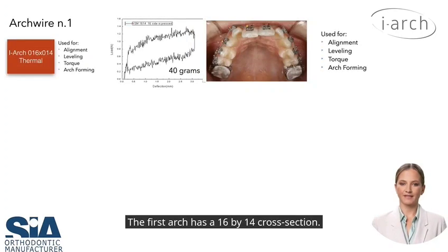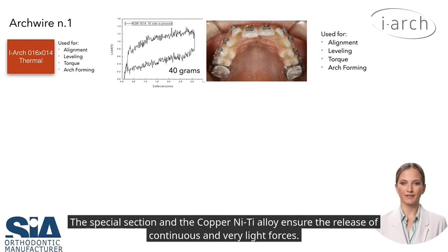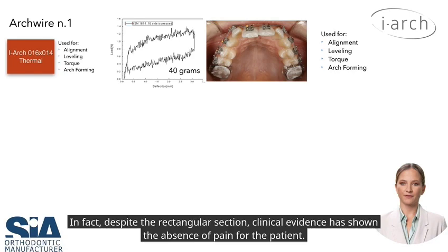The first arch has a 16 by 14 cross-section. Its enormous flexibility allows it to be engaged even in significant gaps between brackets. The special section and the copper nitinol alloy ensure the release of continuous and very light forces. This arch allows the torque to be inserted simultaneously to the alignment and leveling steps without compromising patient comfort. In fact, despite the rectangular section, clinical evidence has shown the absence of pain for the patient.